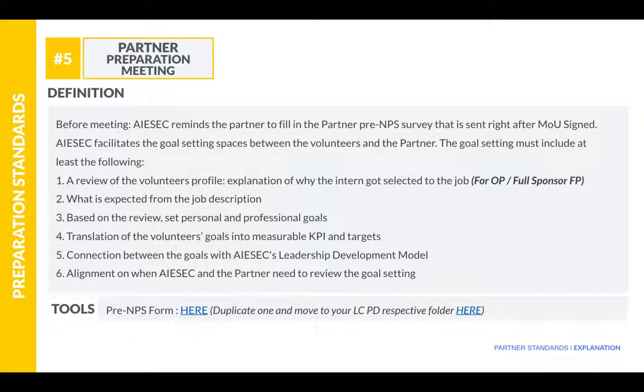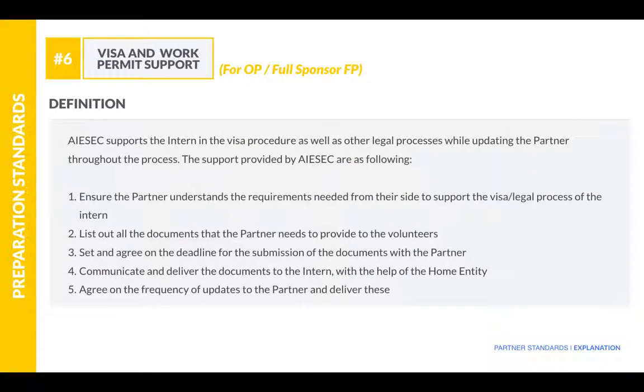Okay, then you need to make sure that both sides are aligned in terms of the connection between the goal and AIESEC LDM. Lastly, you align on when AIESEC and the partner need to review the goal setting. Okay, so this is goal setting, but the last stage is to make sure that you have a space to align again. When is the next stage? Next time, we need to review that.